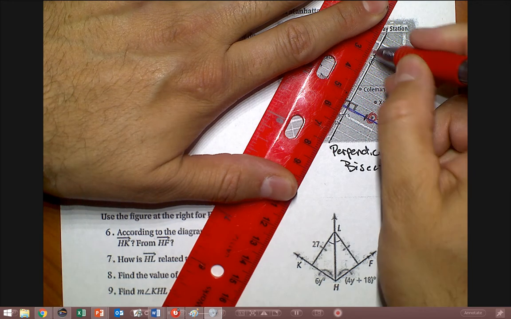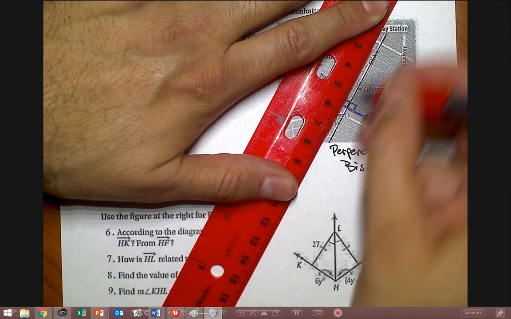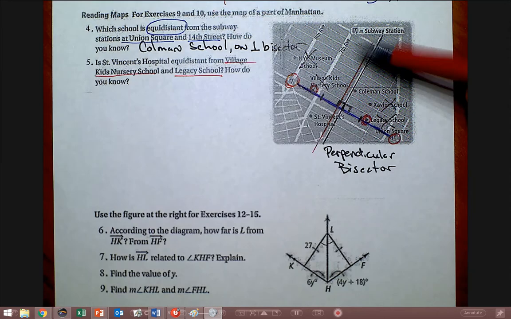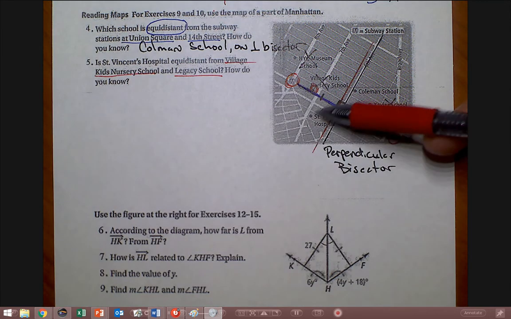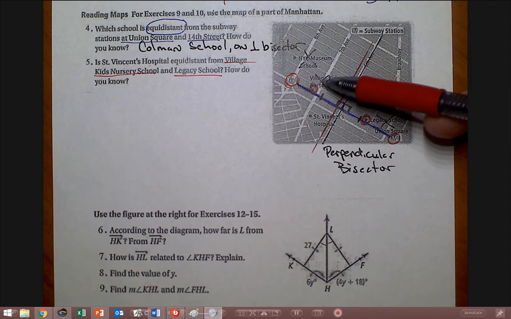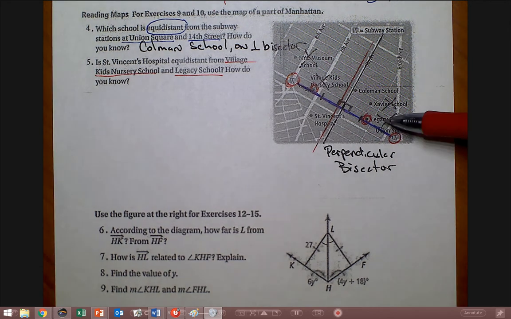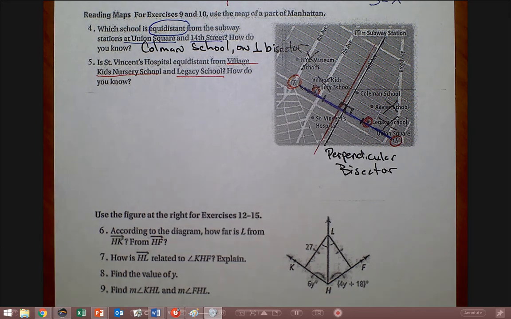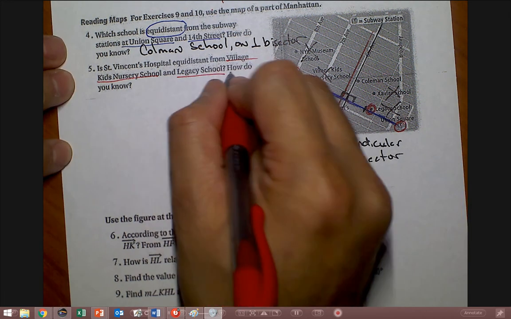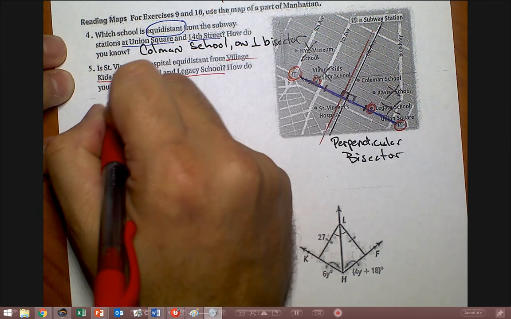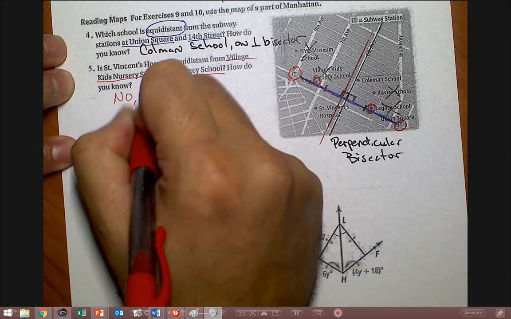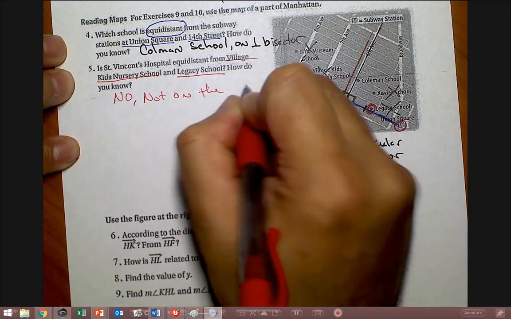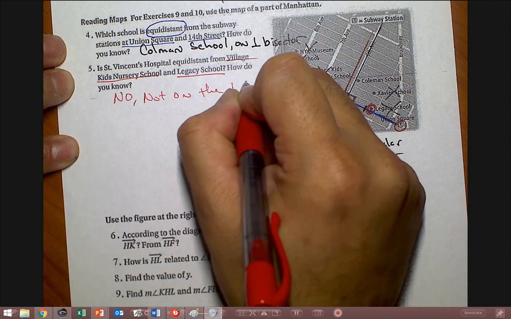It's basically the same line, isn't it? It's not on there, so it's not right. So, is St. Vincent's Hospital equidistant from the Village Kids Nursery or Legacy School? No, it is not. And it says, how do you know? It's not on the perpendicular bisector.